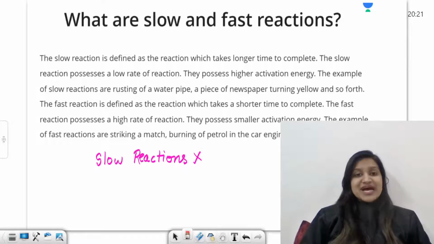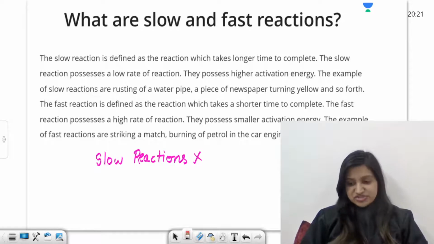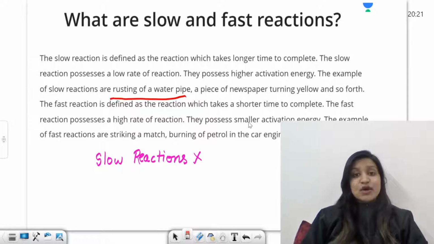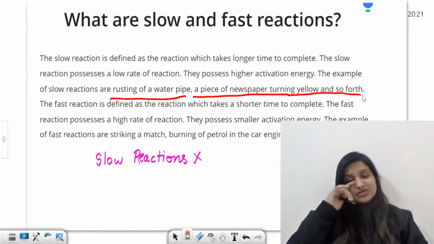Right. So that's your activation energy. So they possess higher activation energy. The example of slow reactions are rusting of water pipe. This we discussed, the rusting of water pipe, a piece of newspaper turning yellow and so forth.